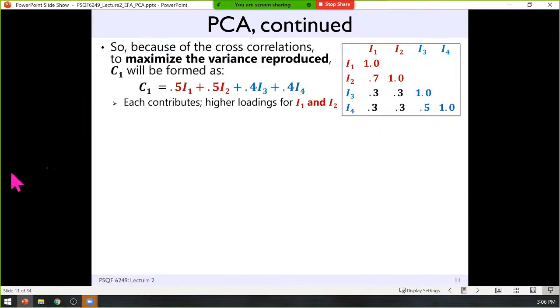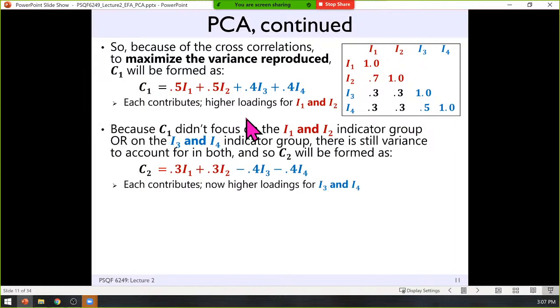So what it would end up looking like, this correlation matrix could be summarized by the first component, the one that's going to capture the most information, would be something like this, where the weights for items 1 and 2 would be 0.5, the weights for items 3 and 4 would be 0.4, and because these were more highly related, we take out more of them. So component 1 is trying to summarize as much information out of these 4 indicators as possible. So it's getting all of them. So what's left? Well, the next component is trying to capture whatever information isn't already captured by component 1. So it would look something like this.